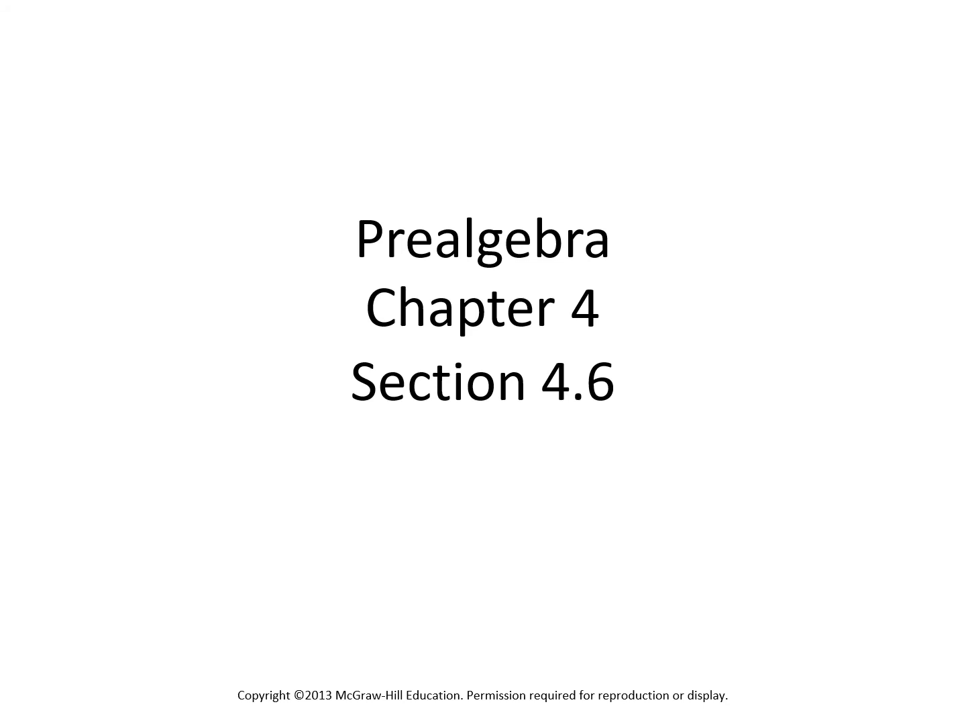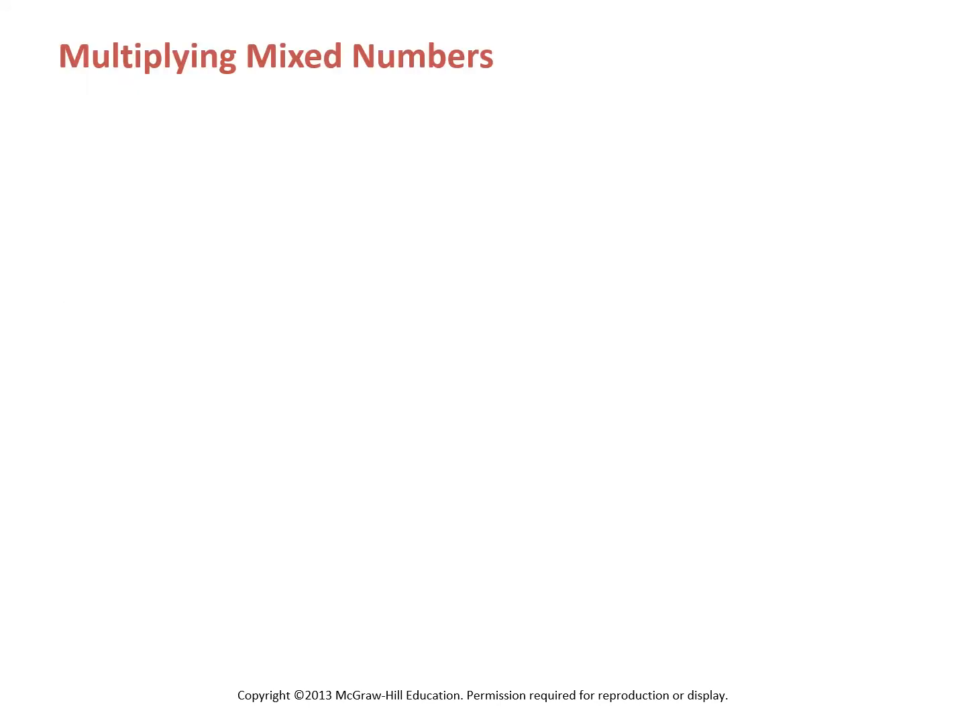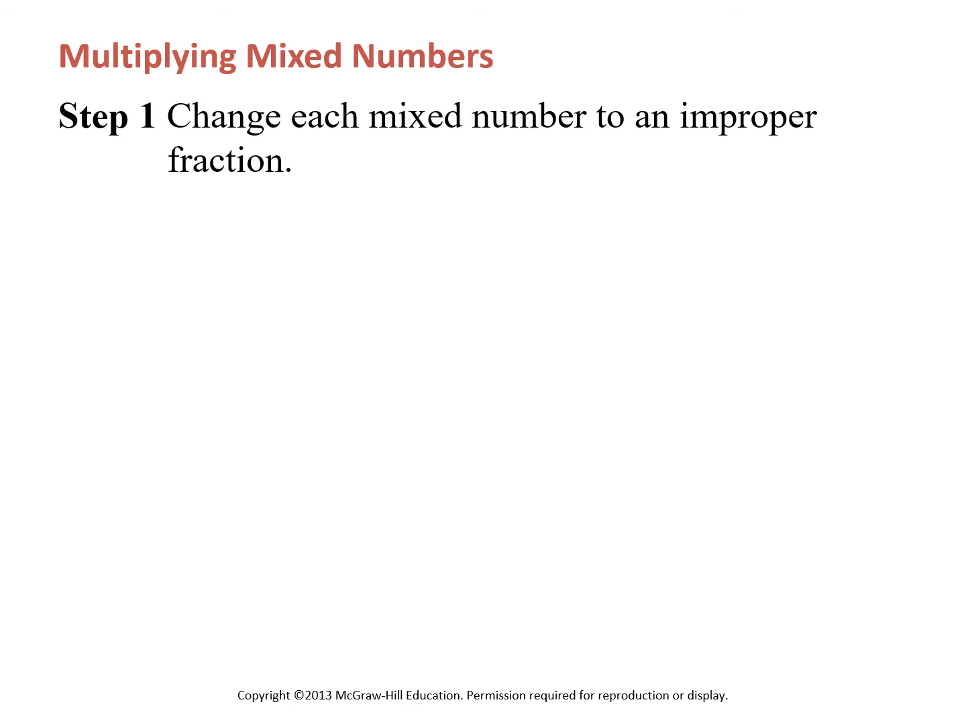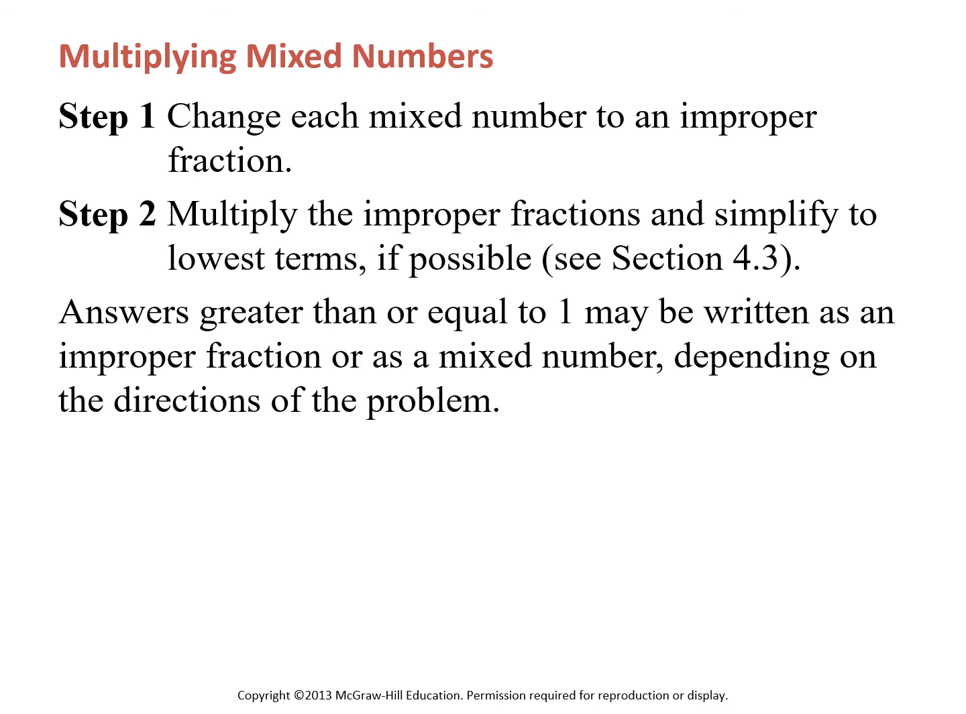This is section 4.6, and we are looking at operations with mixed numbers. When we multiply with mixed numbers, we have to change them to improper fractions. And we will multiply the improper fractions and simplify to lowest terms. Answers greater than 1 may be written as improper fractions or as mixed numbers, depending on the directions of the problem.